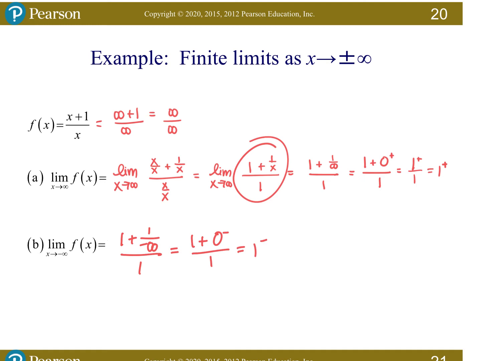Okay, so if we look at what's happening now, we have a horizontal asymptote of 1 minus. That means we're on the underside of the horizontal asymptote of 1 when we're in quadrants 2 and 3. But we have 1 plus, which means we're on the upper side of the horizontal asymptote of 1 when we're in quadrants 1 and 4, okay, when we're heading out to the right.